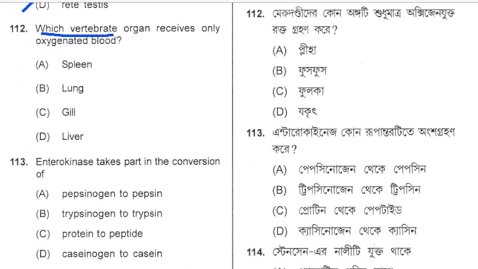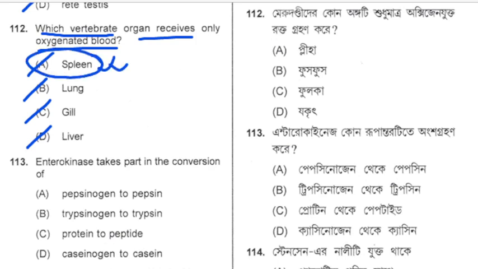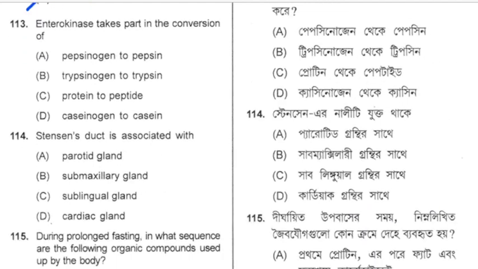Which vertebrate organ receives only oxygenated blood? Spleen, lungs, gills, or liver? The answer is spleen. Spleen will get only the oxygenated blood.